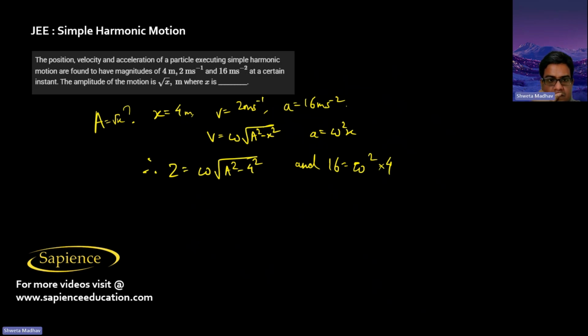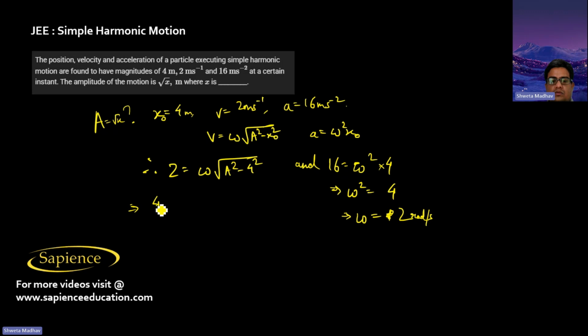Here x is 4. So therefore, omega square will be equal to 16 divided by 4, which is 4. So omega is 2 radian per second.